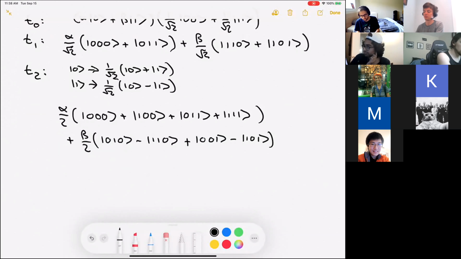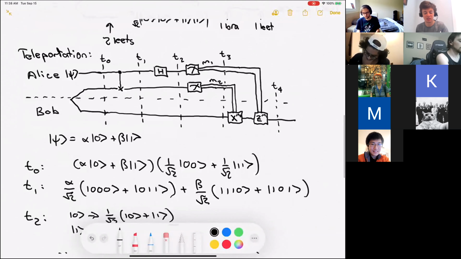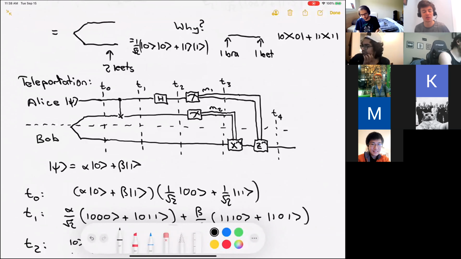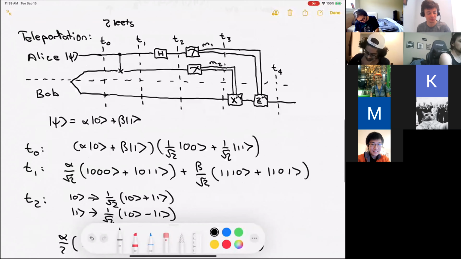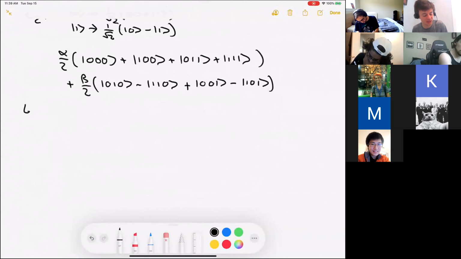Okay. So that's pretty huge, but don't worry, because we're about to do some measurements, and that's going to get rid of a lot of these terms, okay? And then it's going to get a lot simpler. So at T3, what's going to happen is we're just going to measure both of the first 2 qubits in the computational basis, okay? And then we want to look at what the state is in each of the 4 cases. Just going to read them off from here.